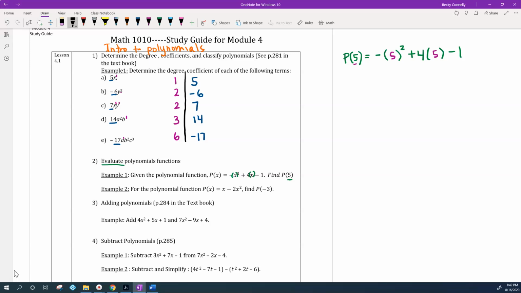Right? So if we go ahead and evaluate this, remember our order of operations, we have to do our exponent first, so 5 squared, and then times it by this negative out in front, which is like a -1. So that's going to be -25 on this part. 4 times 5 is 20, and then -1. And then if we combine those all together, -25 plus 20 is -5, minus 1 is negative 6. So our answer on that one is negative 6.